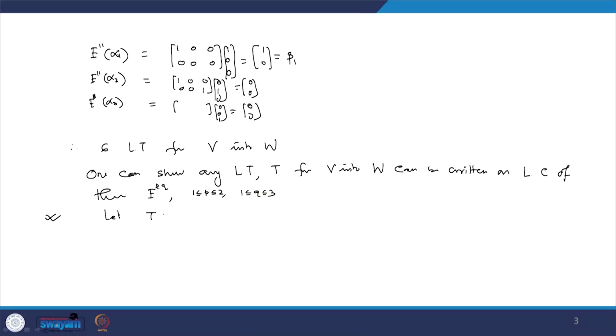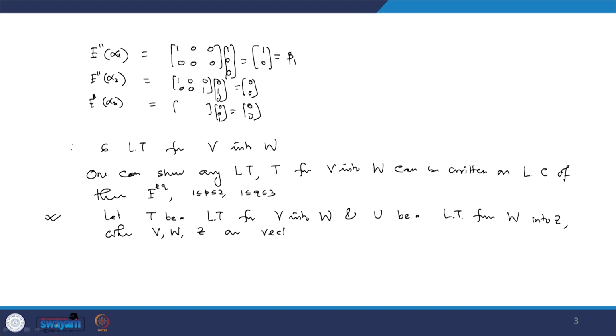T be a linear transformation from V into W and U be a linear transformation from W into Z, where V, W, Z are vector spaces over the field capital F. We know when you use the composition as the multiplication, the composite function of T and U is again a function from V into Z.